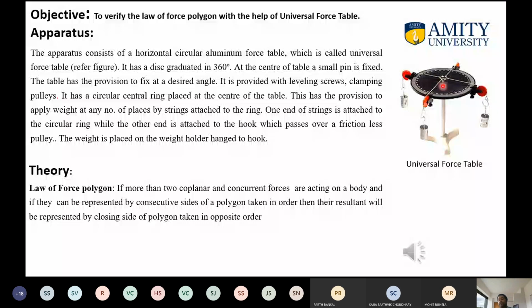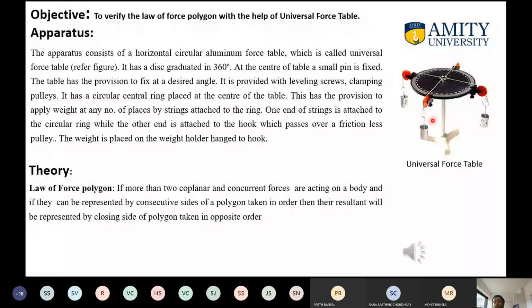This is the main task. We have to put the weights accordingly so that the small ring lying here is at the center. When the ring is at the center, the weights 1, 2, 3, 4 will all be in equilibrium. So this is the main diagram, or you can say the explanation of the apparatus, the universal force table.